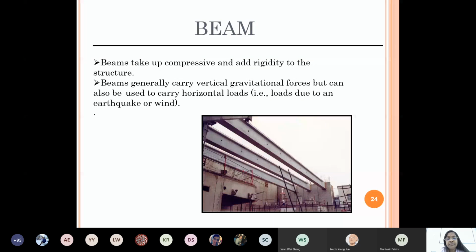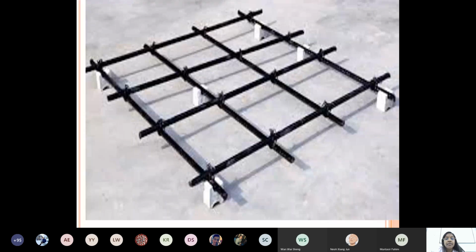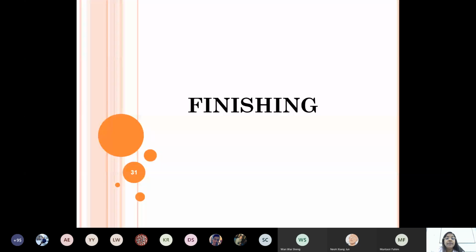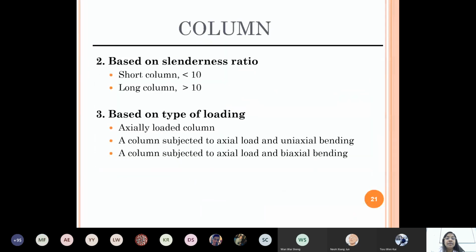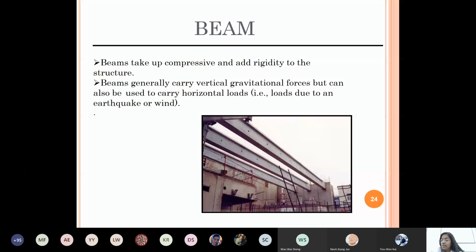Okay. Beams. Coming to the beams, we saw slab, column, now beams. Finish this part. Time, right? Because I want to run the quiz after I finish this building and go for scaffolding. Is that okay? Because I want to do it part by part. Okay. Beams take up the low compressive and add rigidity to the structure.